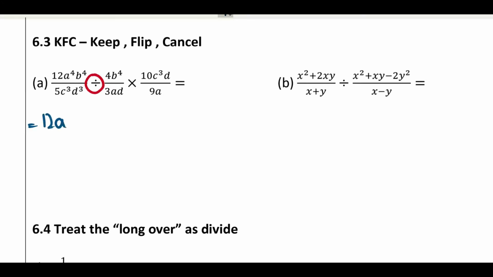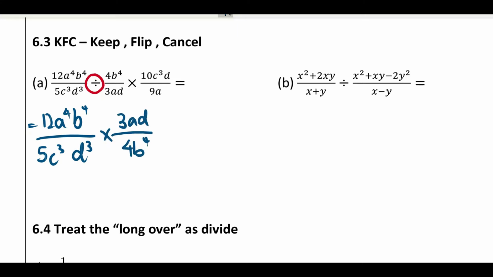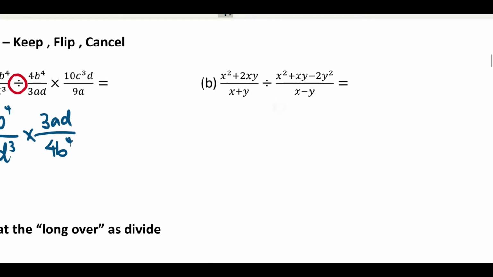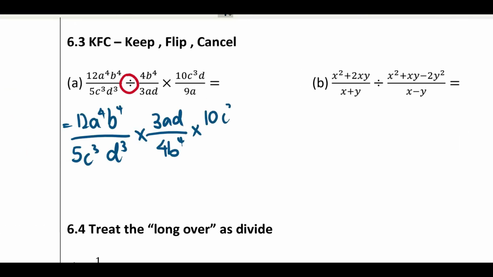12a to the power of 4 b to the power of 4 over 5c to the power of 3 d to the power of 3, divided by 4b squared over 3ad, sorry, b to the power of 4. So we flip, then times 10c cubed d over 9a. Alright, then we can only cancel diagonal, or top and bottom.